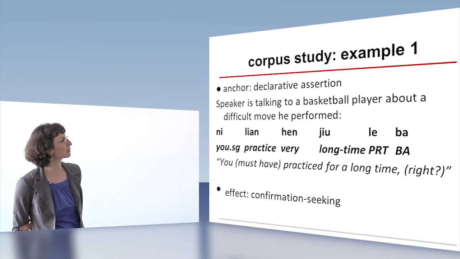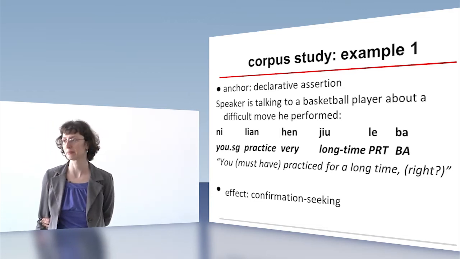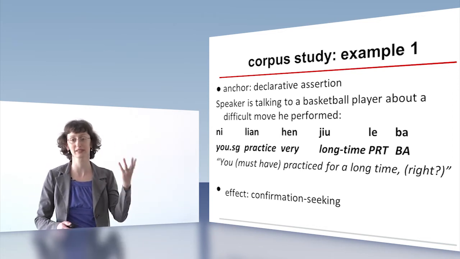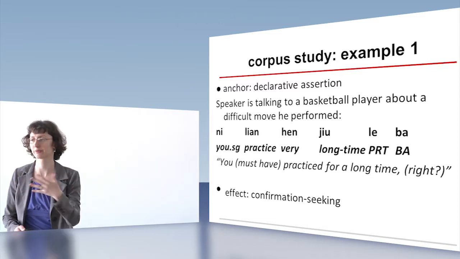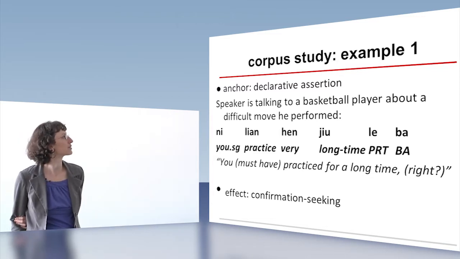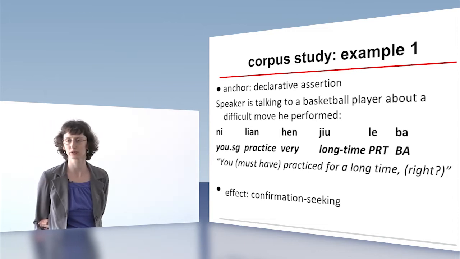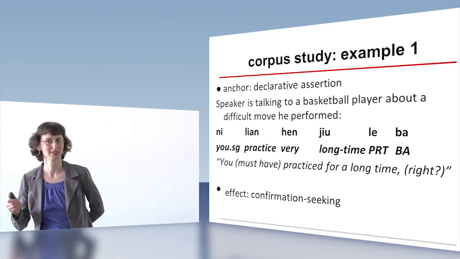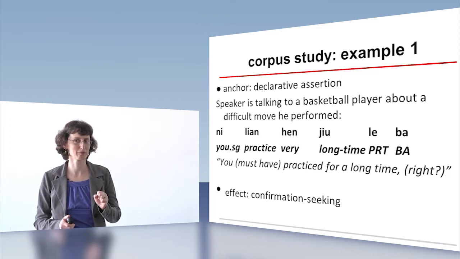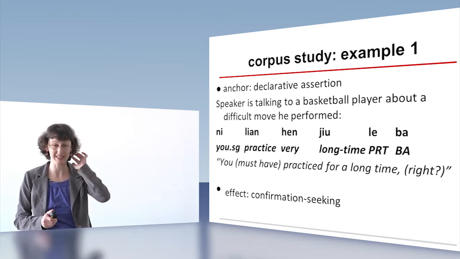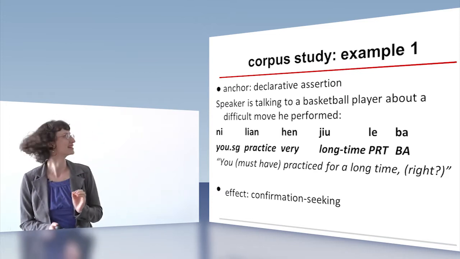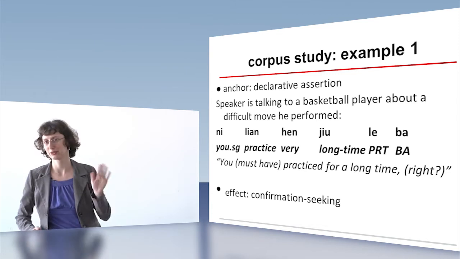All right. I'm going to present four examples that are the most extreme cases of various patterns we found. The first example is a declarative assertion. The speaker is talking to a basketball player. A lot of those 7+ hours of television was a soap opera about basketball, with a title that was translated as Hot Shot, but in fact was something completely unrelated. In any case, a lot of basketball examples.